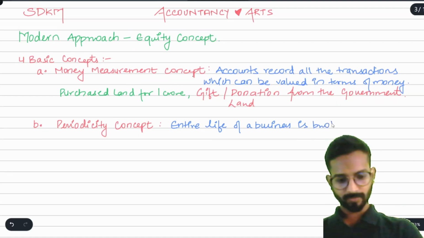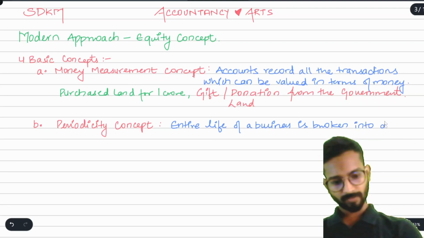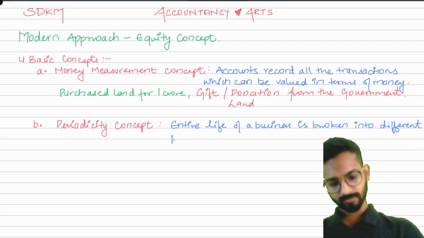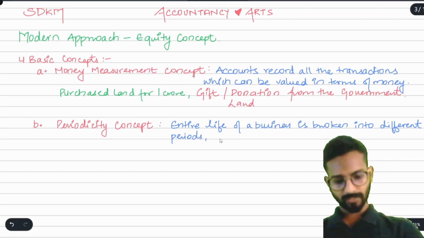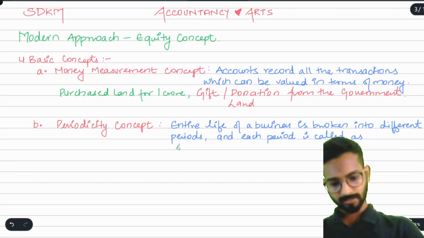is broken into different periods and each period is called an accounting year. Simple enough.